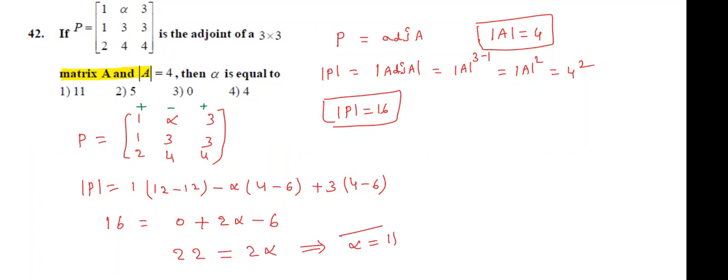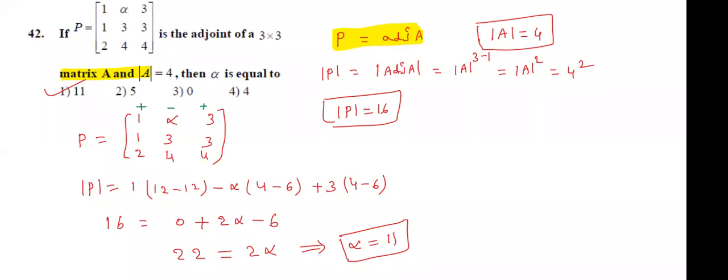Alpha value is 11. Okay, which option is correct? First option. So here, read the question carefully. P is the adjoint matrix of a 3 by 3 matrix A. P is adjoint A.